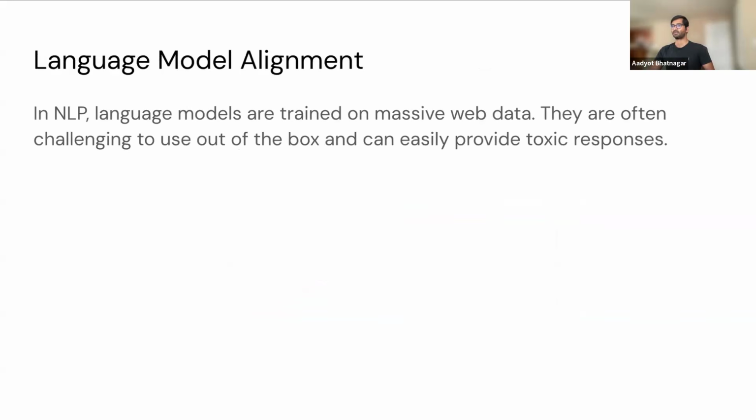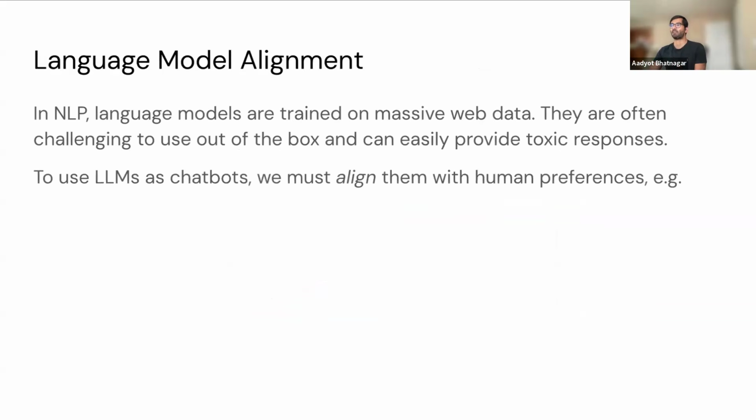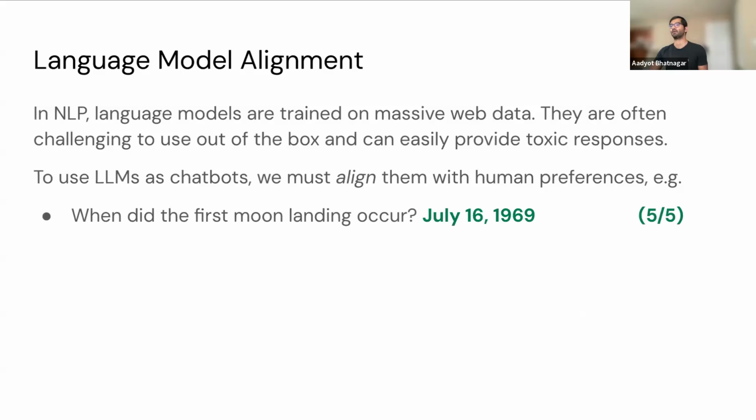To draw some parallels, in NLP, language models are trained on massive-scale web data, but they're often pretty challenging to use out of the box, and they can easily provide you toxic responses. In order to use them as chatbots, you need to align them with human preferences. So let's say that I ask my chatbot, when did the first moon landing occur?